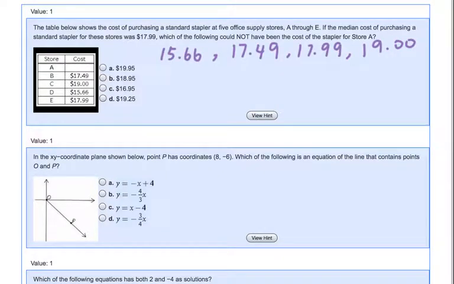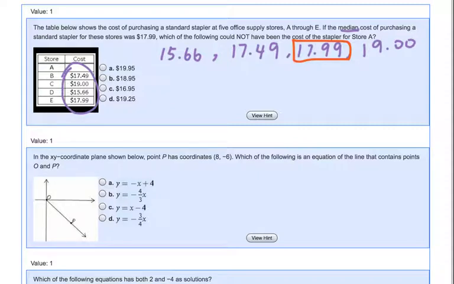This question is about the concept of median. The median means you list all the data from smallest to the greatest one, and then the middle one is the median. That's the reason why I list all the data first from smallest to the greatest. From the given information, we already know that $17.99 is the median.